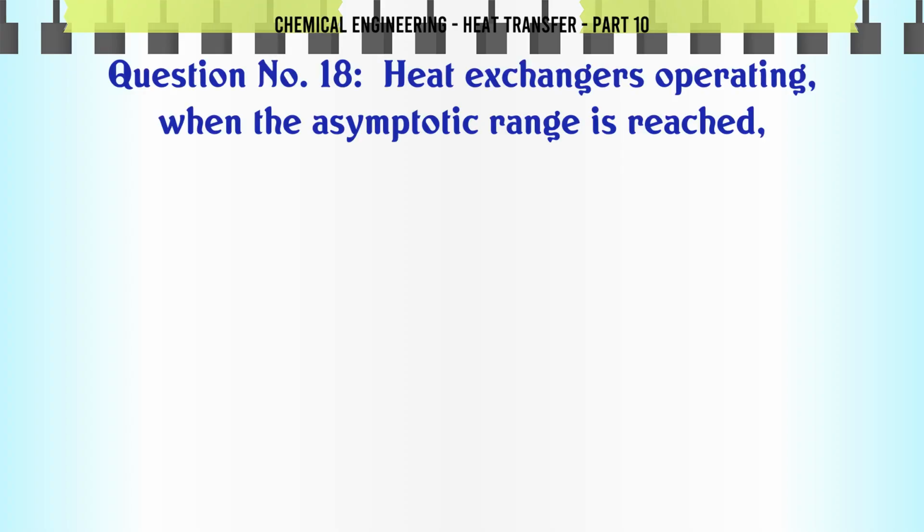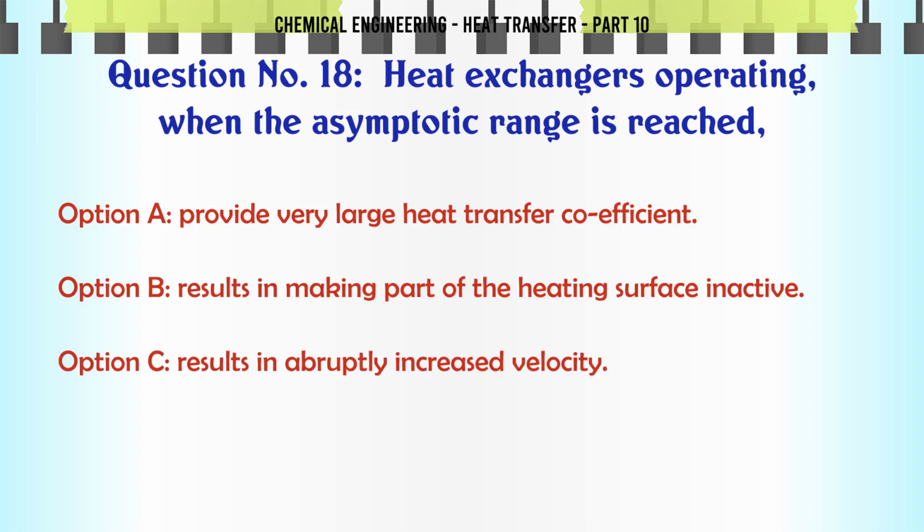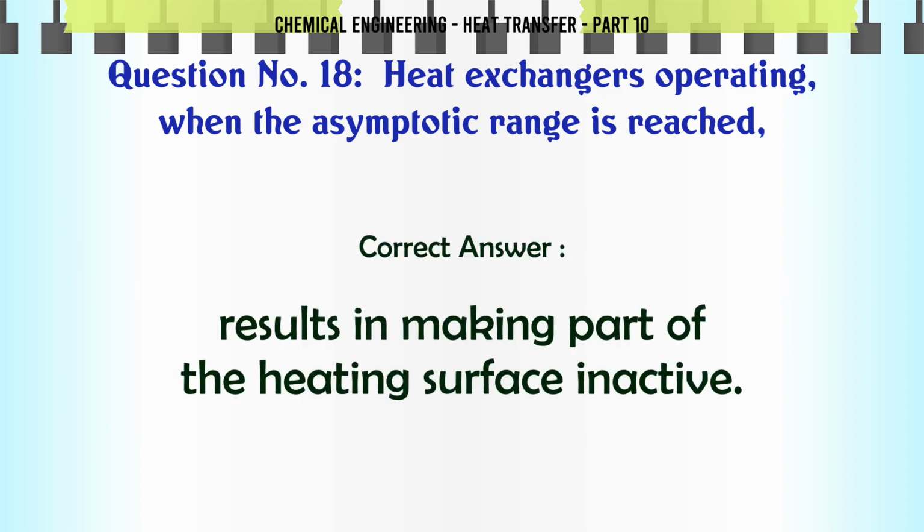Heat exchangers operating when the asymptotic range is reached: A. Provide very large heat transfer coefficient. B. Results in making part of the heating surface inactive. C. Results in abruptly increased velocity. D. None of these. The correct answer is results in making part of the heating surface inactive.